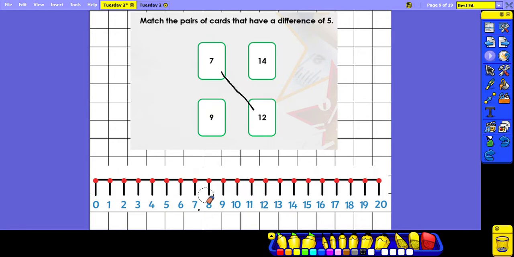Now I have been left with 9 and 14. So I'm going to see if they have a difference of 5. So let's find 9 and 14. Okay, so let's find what the difference is. I'm going to do a jump from 14 to 10, which I know is 4, and then 1 more. So that also has a difference of 5. So these 2 match together.